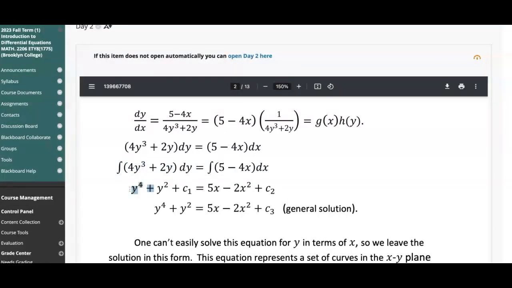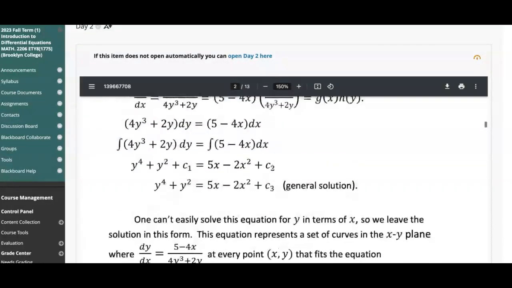Integrate this, we get y to the 4th plus y squared plus a constant. Integrate this, we get 5x minus 2x squared plus another constant. We can move those two constants together and call it C or C3. So we'll have y to the 4th plus y squared equals 5x minus 2x squared. So this is a general solution, right? It's not a function, it's not one function itself. It's just an equation, because we have y to the 4th power and y squared.